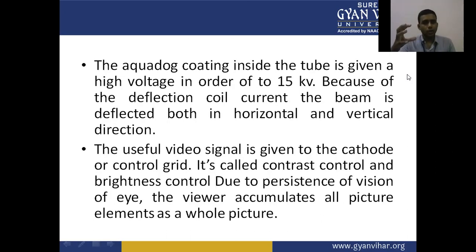The aquadag coating inside the tube is given a high voltage of the order of 15 kilovolts. Because of the deflection coil current, the beam is deflected in both the horizontal and vertical directions. The useful video signal is given to the cathode and control grid. This is called contrast control and brightness control. Due to the persistence of vision of the eye, the viewer accumulates all the picture elements as a whole picture.